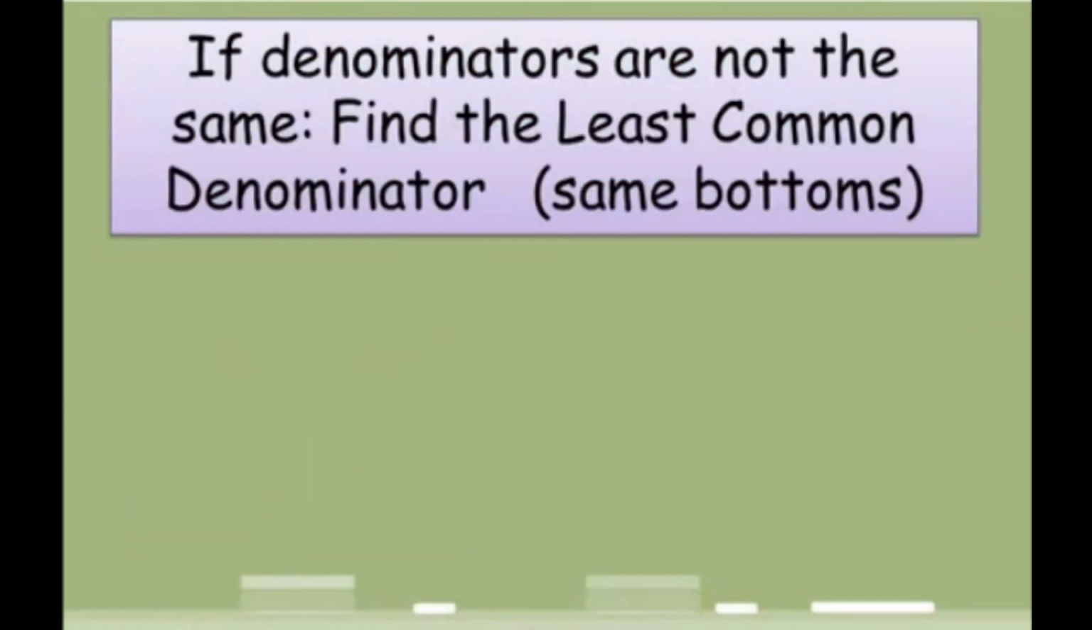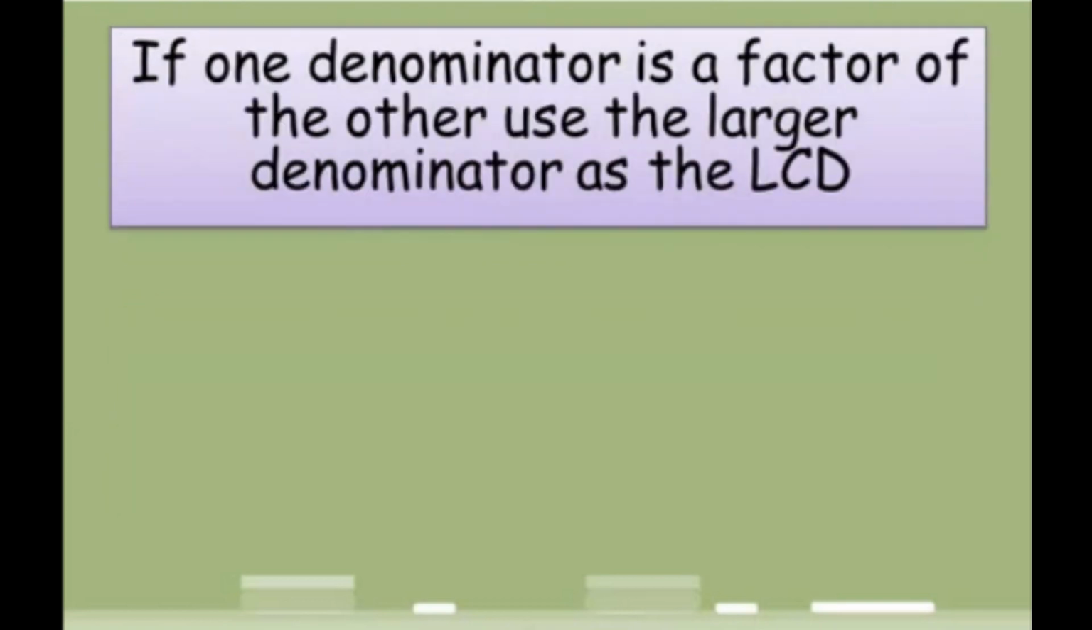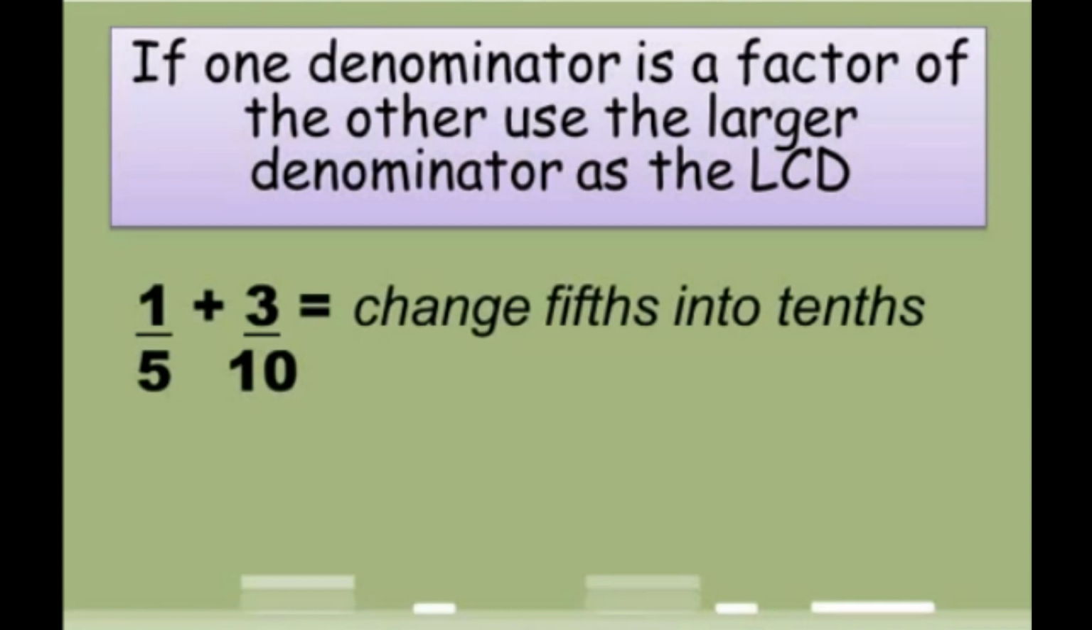If the denominators are not the same, you need to find a common denominator. And you want to find the least common denominator because that will make your work easier. So the first step is to ask yourself, is one denominator a factor of the other? A factor is a number that when you multiply it with another number, it gives you a product. For example, 2 and 3 are both factors of 6 because 2 times 3 equals 6.